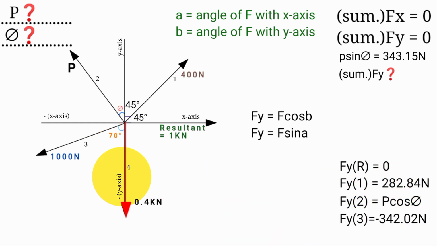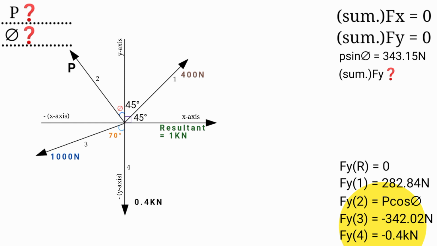And here we can see this 0.4 kilonewton is acting directly on the negative y-axis. So F of y for 0.4 kilonewton is minus 0.4 kilonewton. Minus 0.4 kilonewton if you convert to Newton is minus 400 Newton. So F of y for 0.4 kilonewton is equal to minus 400 Newton.